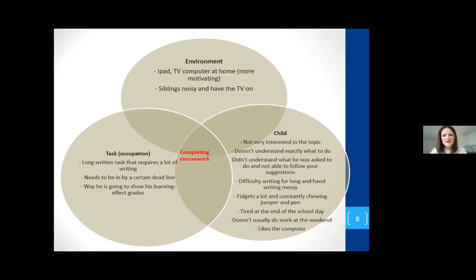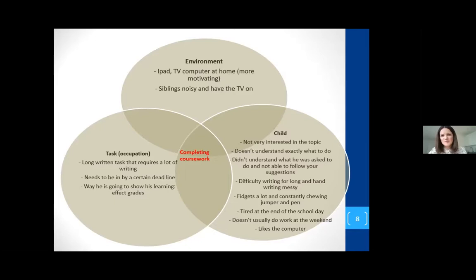And it might be that the task isn't appropriate. So it might be that actually they do have problems with writing and it's too long and it's requiring a lot of writing, or it's got a deadline to it that's too soon and it's too much work for them to get done. And we have to consider all those factors for how we complete coursework.